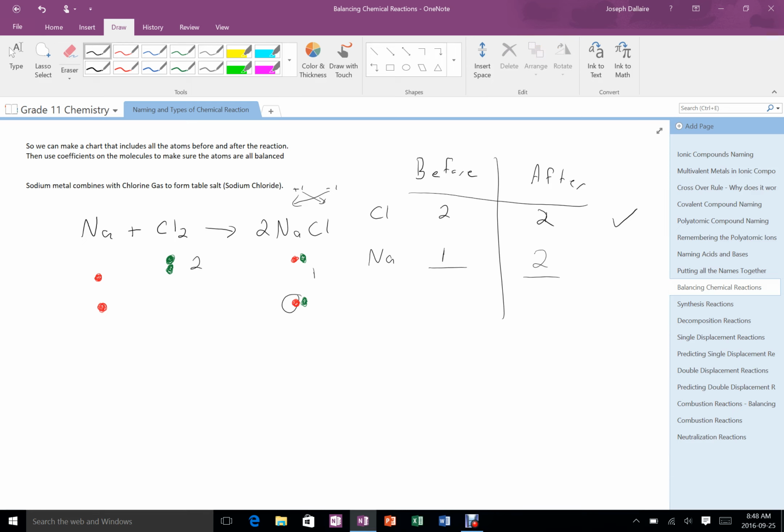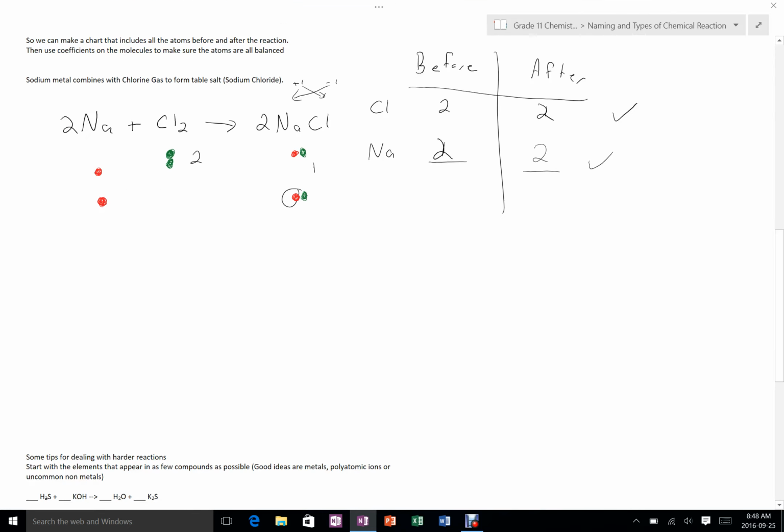And then what that means effectively is I have 2 sodiums going into the reaction, which gives me 2 and 2. Now I can see that element's balanced, and all my elements that make up this chemical reaction on my before and after chart are balanced. You don't have to do before and after charts. It's just a way to check at the end to make sure that you've gotten it right. And when you get better at these things, you won't bother with this. But for now, it is a nice little tool that you can use if you're having trouble.